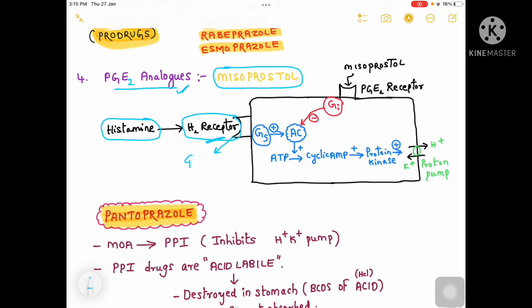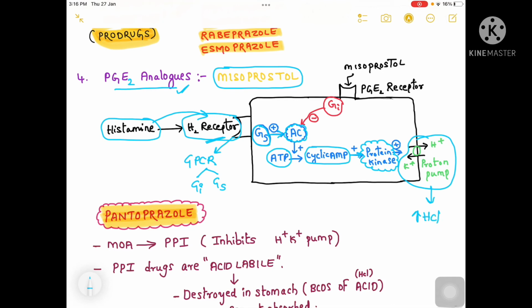This H2 receptor is an example of a G protein coupled receptor. This G protein coupled receptor has two components, that is Gi and Gs. Gi means G inhibitory, Gs means G stimulatory. So when histamine comes and binds to this H2 receptor, the Gs portion of the G protein coupled receptor will activate. When the Gs component of the GPCR is activated, this stimulates the adenyl cyclase. When the adenyl cyclase is stimulated, it converts the ATP into cyclic AMP. This cyclic AMP will further activate the protein kinase. This protein kinase finally stimulates the proton pump, which causes the production of hydrochloric acid. In this way, this histamine causes the production of hydrochloric acid.